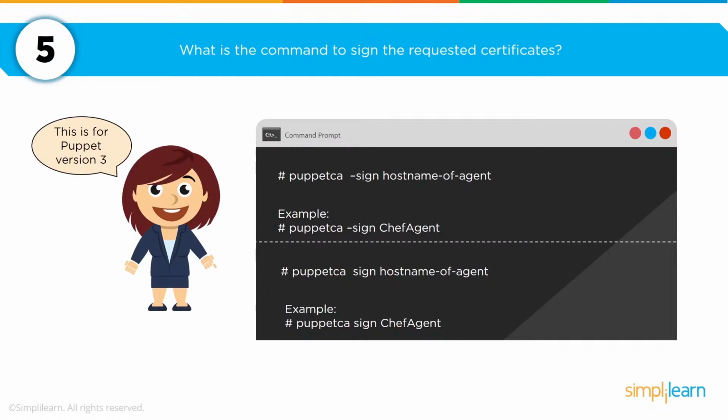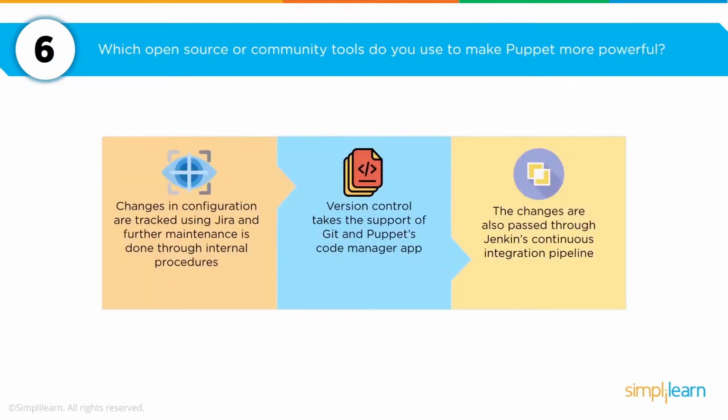And so you want to be able to talk knowledgeably about the different versions of the tools so that when you're talking to your interviewer, you're able to show the deep knowledge that you have. Which open source or community tools do you use to make Puppet more powerful? Essentially, this question is going to be asking you to look beyond the core foundation of Puppet itself.